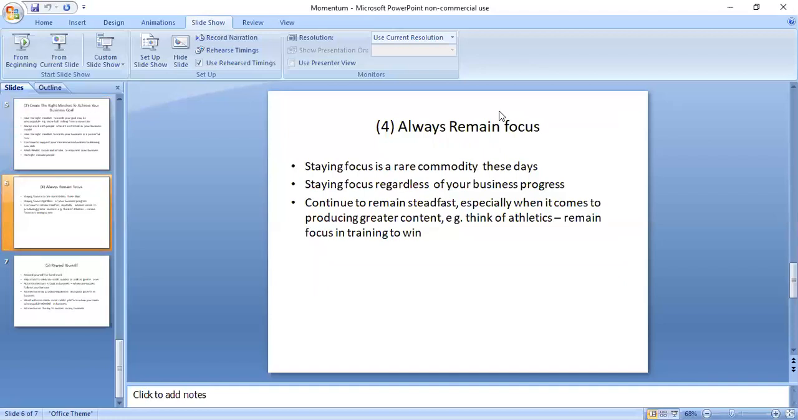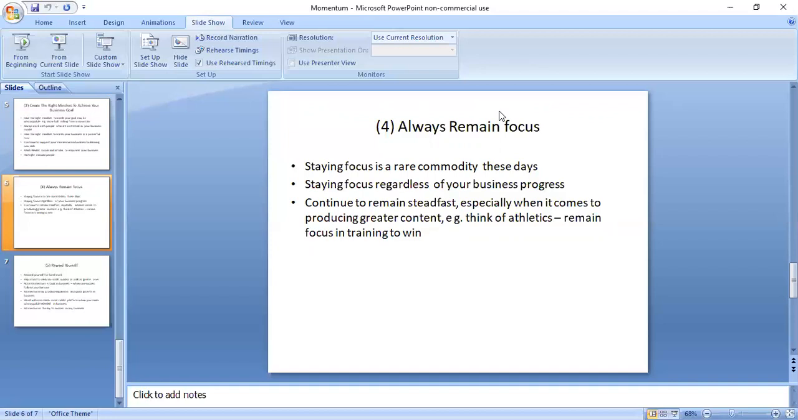Always remain focused. Focus, we can be distracted in so many ways, especially in the age of technology. But whatever our business plan is, we need to focus on it, because that is what is going to lead us to success. Staying focused is a rare commodity these days. It is indeed rare because there are so many things to distract us.